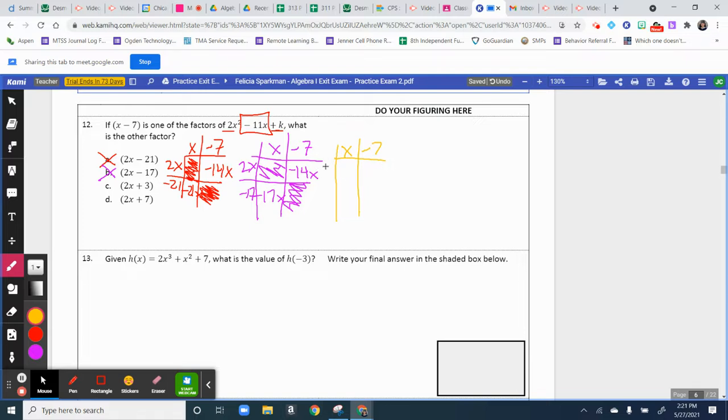Okay, so now we're going to try 2x and 3. Don't care about this one. Don't care about this one. So this is negative 14x, and this is 3x. Negative 14x plus 3x is negative 11. So this is going to be the answer.